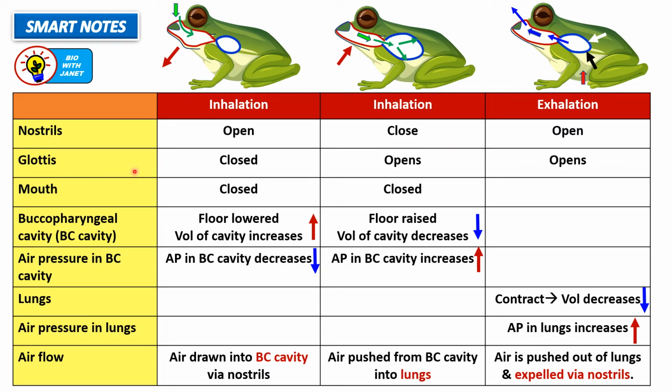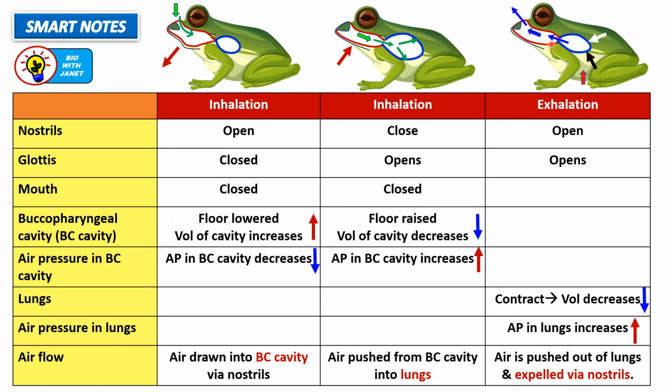Here is the table showing you the inhalation process, step 1 and step 2, and then exhalation. As we have discussed, in inhalation, the floor of the buccopharyngeal cavity is lowered to increase the volume of the cavity, but the air pressure decreases, so air moves into the buccopharyngeal cavity. BC stands for buccopharyngeal cavity. AP is for air pressure. Next, in step 2 of inhalation, the floor of the buccopharyngeal cavity is raised, moved upwards, so that the volume of the cavity decreases, but the air pressure increases, so the air will be forced into the lungs.